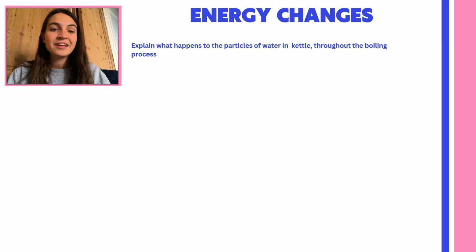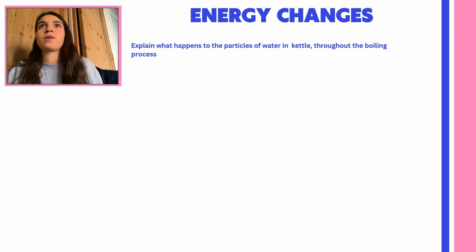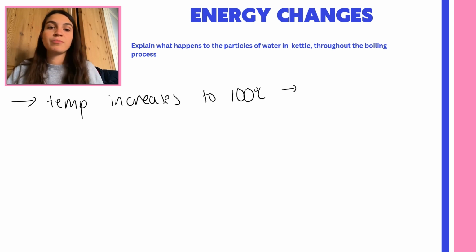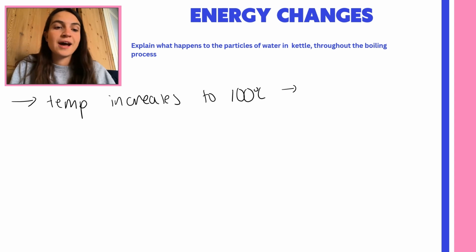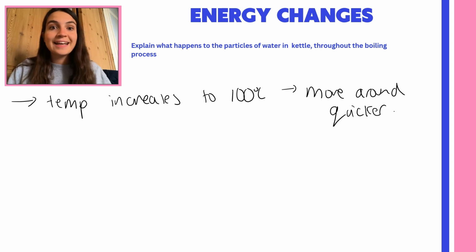Okay, question on energy changes. Explain what happens to the particles of water in a kettle throughout the boiling process. Okay, so in order to boil my water in a kettle, first I take my water at whatever temperature it is, probably like room temperature, maybe a bit colder from your tap, and I need to increase that temperature to 100 degrees. Now, you need to remember when you're increasing the temperature of something, what you are doing is allowing those particles to move around quicker.